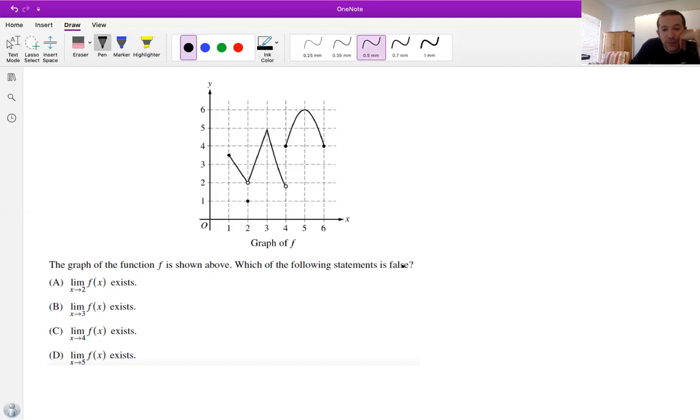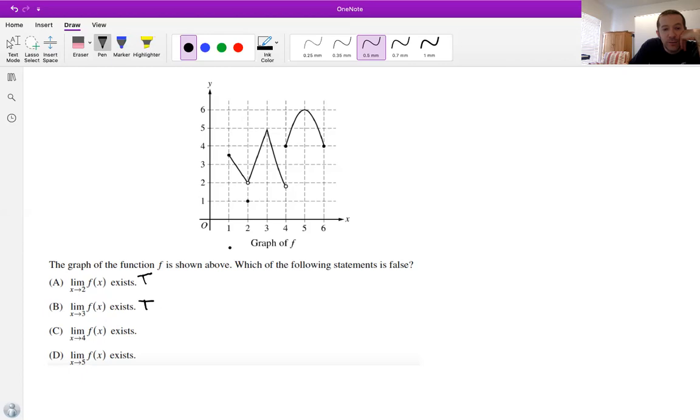It says which of the following statements is false. Excuse me, this statement is true. I'll write a T there just to remind you. Limit as x approaches 3 exists. Now as I approach 3 from the left, y goes to 5. And as I approach x equals 3 from the right, y goes to 5, so that exists.